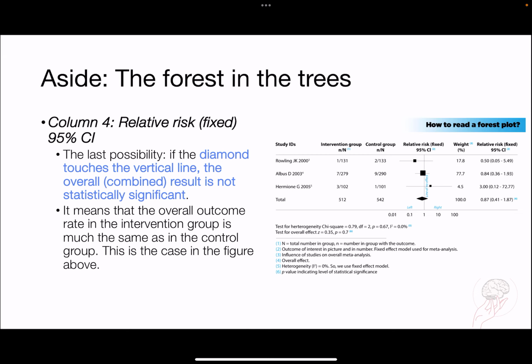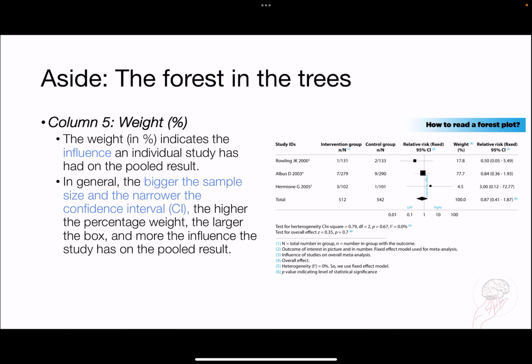And then finally, what we see here is that the diamond touches the line of no effect, which is again this middle line. And this means that the combined result is not significantly different, in that the overall outcome rate is the same in the intervention and the control group. And then we have to take into account the weight of the studies. Some studies are more important than others. In this particular example, the second study is the highest weighted. It's the most important study.